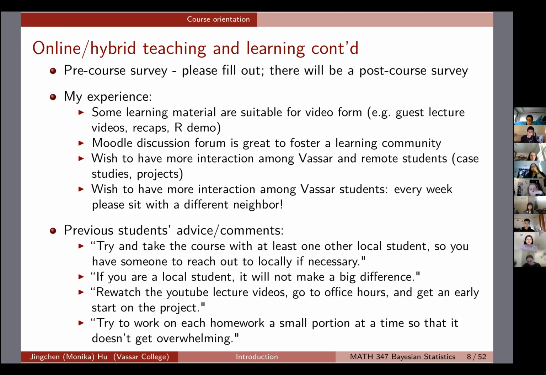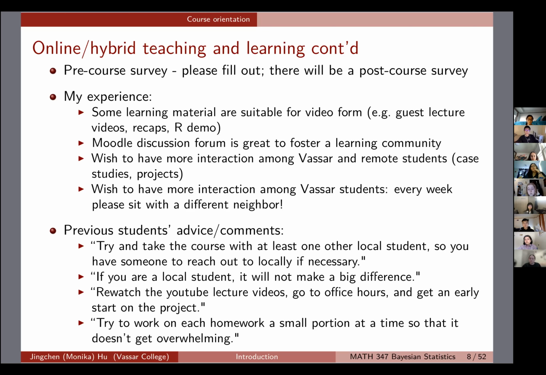And because I do this pre-course survey and post-course survey, I did get some anonymous feedback and advice from students and for me as well. So for example, one useful thing I would like to share is the previous students' advice and comments for anybody who is going to take this course. I won't read them out loud. Like I said, I will post them on Moodle afterward, and also through email for remote students who don't have access to Moodle yet. But nevertheless, those are, I think, useful advice.